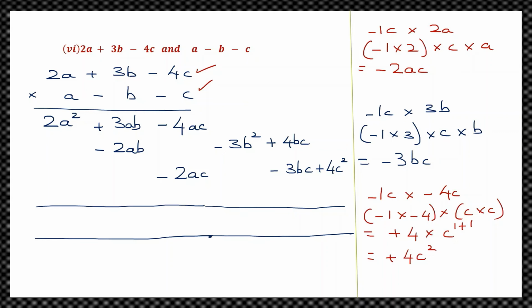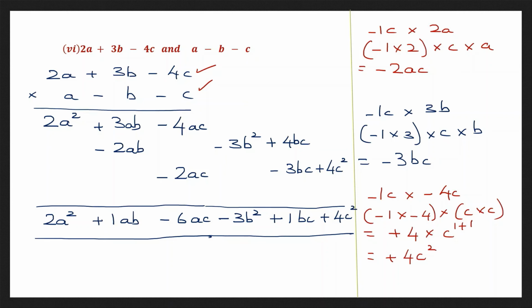Now let's work out everything. So this is 2a squared. Signs are different for ab, so we'll put the sign of the bigger number and subtract. 3 minus 2 is 1ab. Going to ac, signs are the same. We'll put the same sign. 4 plus 2 is 6. 6ac. Then we have minus 3b squared. Going to the cb column, signs are different. Put the sign of the bigger number and subtract. 4 minus 3 is 1bc. And the last one is 4c squared.